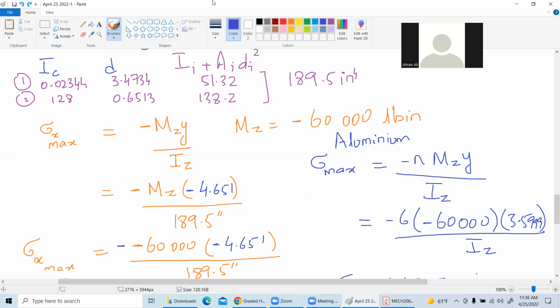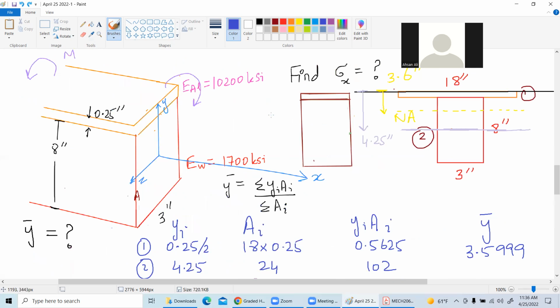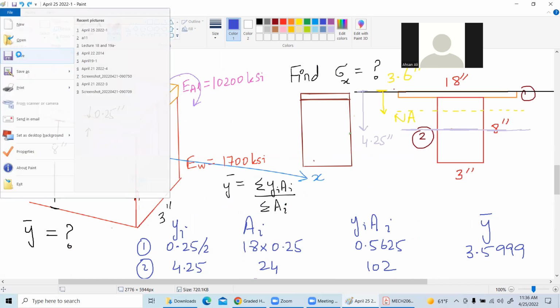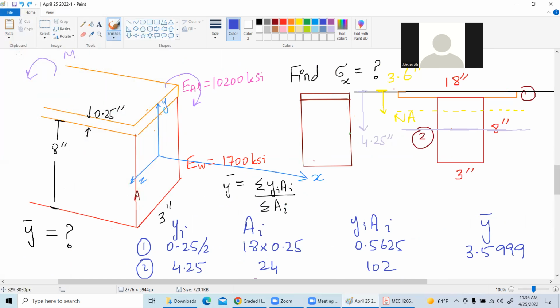Here, why did we use 4.651 for the maximum compressive? Because 4.651 is the distance. If you go from this neutral axis all the way to the bottom, the total distance is this 8.25 minus this one. We said this is compressive. So of course, the other surface will be in compressive. I will be very late for the class, so we will talk about it afterwards.